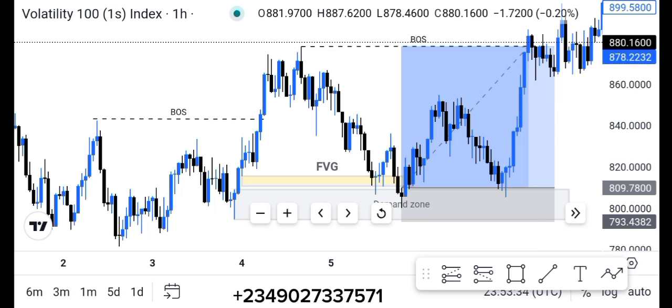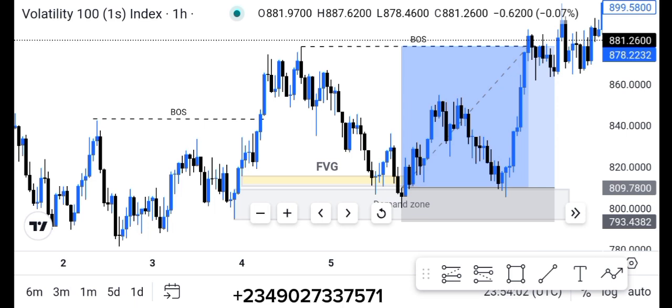It must not necessarily be the last bearish candle. It might be the last candle before the impulse move. You can see after this last candle we have an impulse move, and it has a fair value gap or imbalance overlapping with the demand zone. So this shows that this is a valid demand zone.